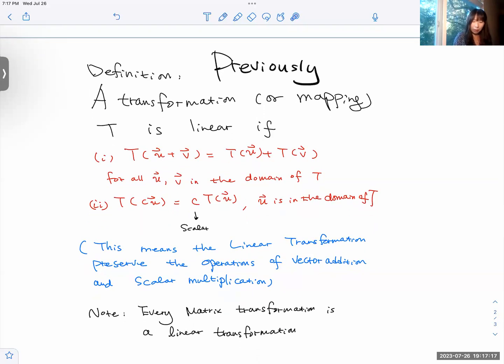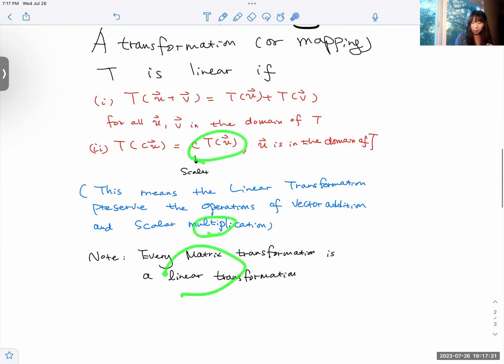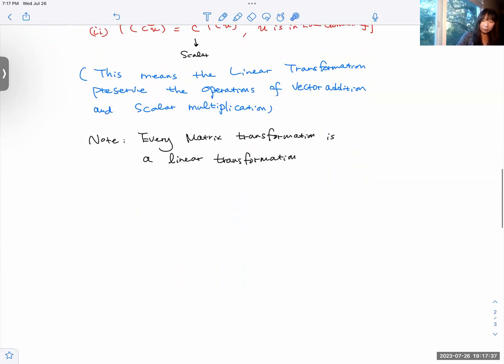So we have a transformation mapping. We have this one, right? It means it is closed under addition and scalar multiplication. And every matrix transformation is a linear transformation. We did that. Okay, now.